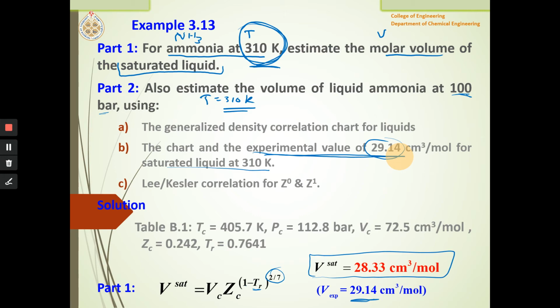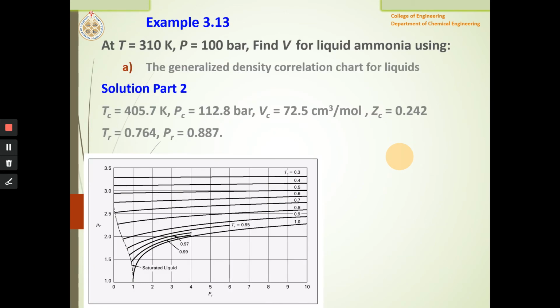And last thing, I will solve it using the generalized density correlation. Okay, fine. Let's see. I brought the chart for you, and I want to solve part A only. What is part A? Generalized density correlation. What that method says is that you have to get rho r from the chart and then use this formula. Okay, what is that formula?